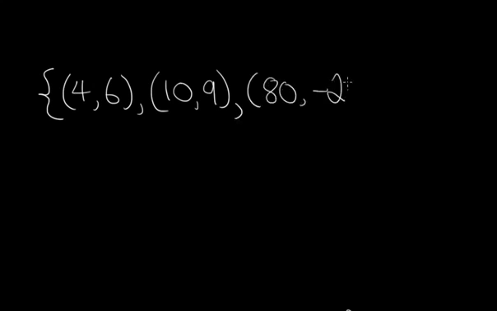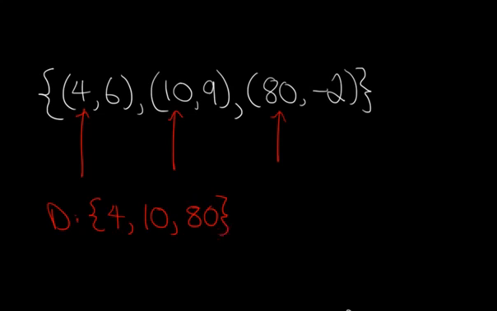The domain is your inputs. So your domain, I just usually write D, is 4, 10, and 80. And your range is the other numbers, the outputs. So R is 6, 9, and -2. So that's how you would find the domain and range from coordinate pairs.